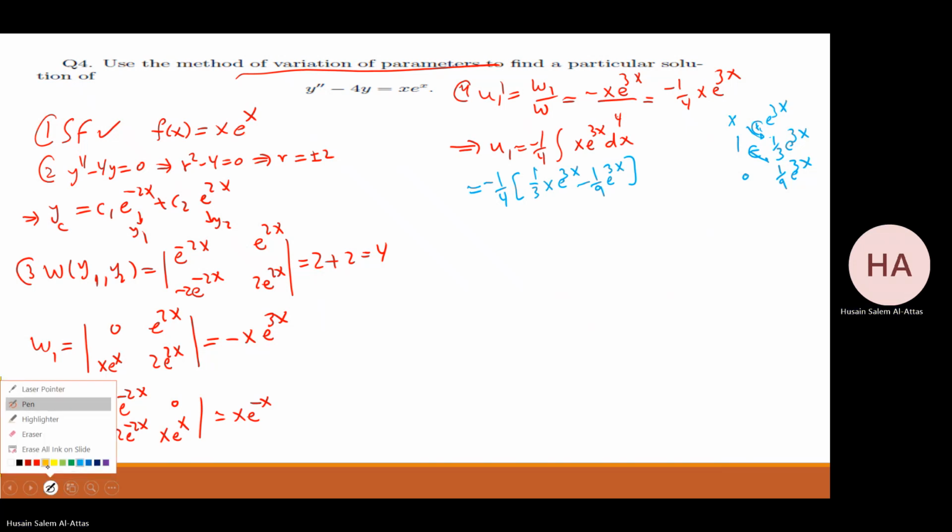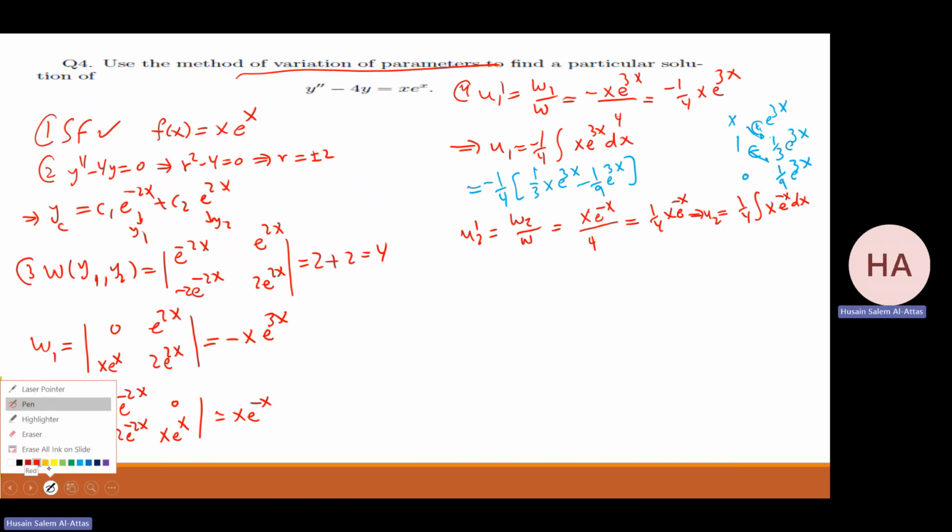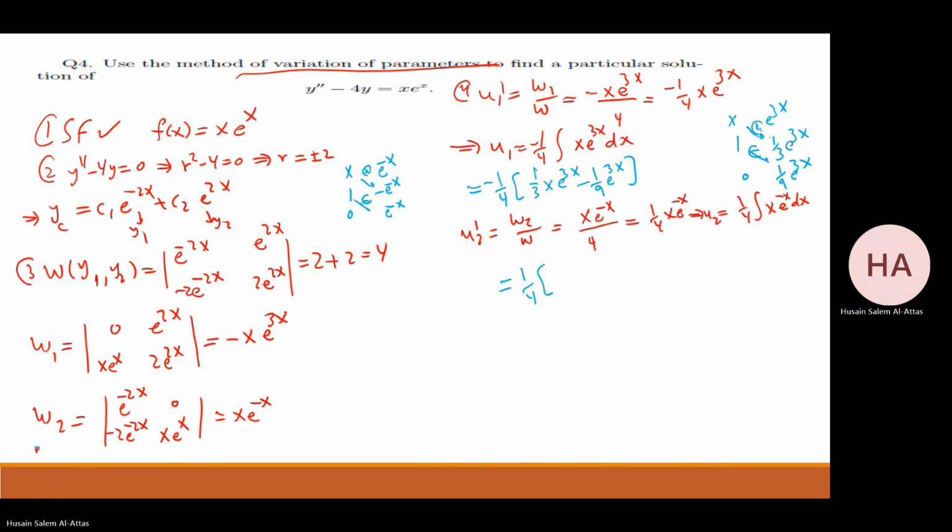Now I need to do U2, which is not difficult. W2 over W. What's W2? X e to the minus x, over 4. So it will be U2, 1 over 4 integral x e to the minus x dx. I need to do the tabular again, but be careful now. Have a minus sign somewhere. Let me do it here. I have x, 1, 0, e to the minus x, minus e to the minus x, e to the minus x. This is plus, this is minus. So I have what? 1 over 4 times minus x e to the minus x, minus e to the minus x. That's U2.